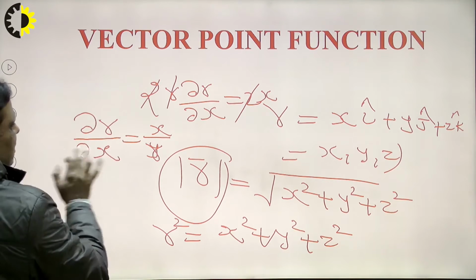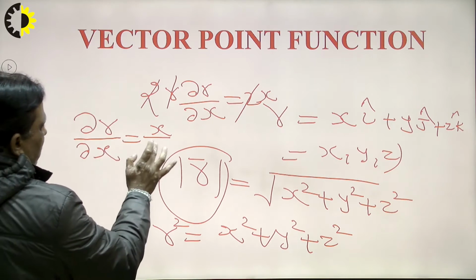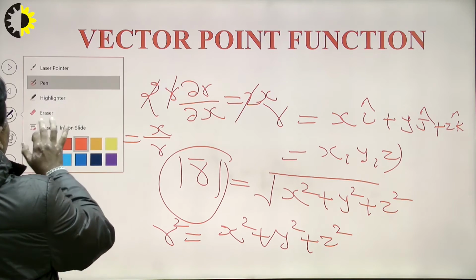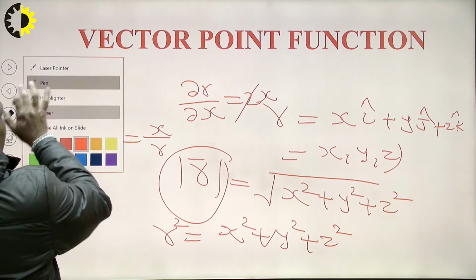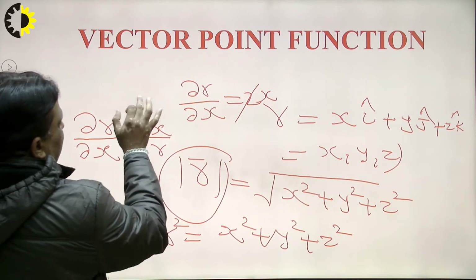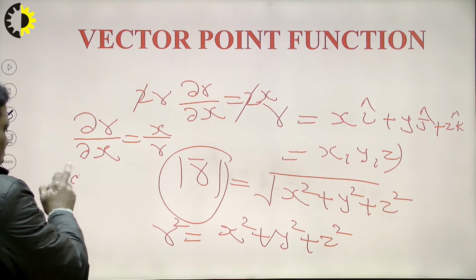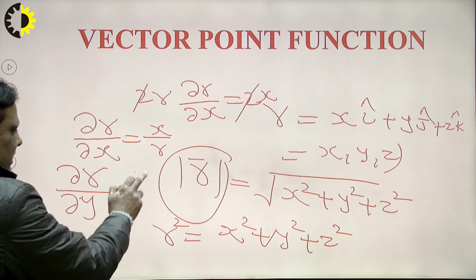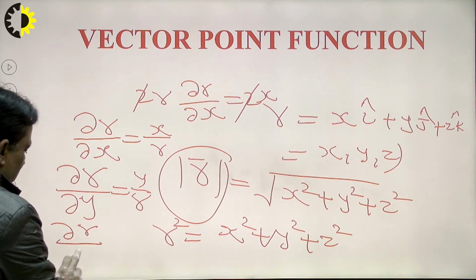Students, keep in mind when we solve the problem, this plays the most important role here. So students solve the problem: x upon r. In this way we can find out one by one. So I write here, there will be 2r and the 2 cancels out. Similarly ∂r/∂y will be y by r. In the same way ∂r/∂z will be z over r.